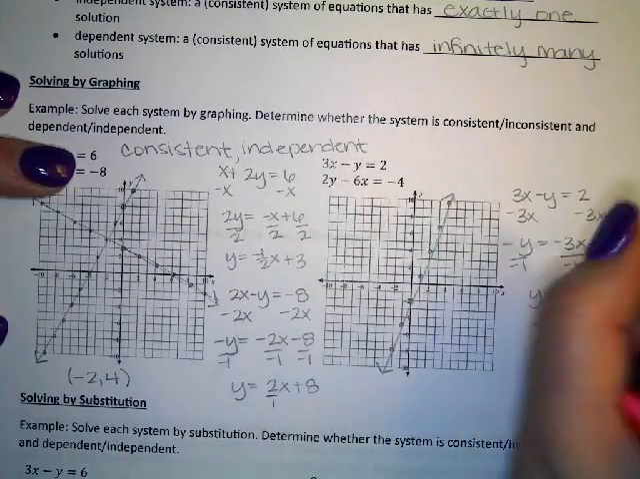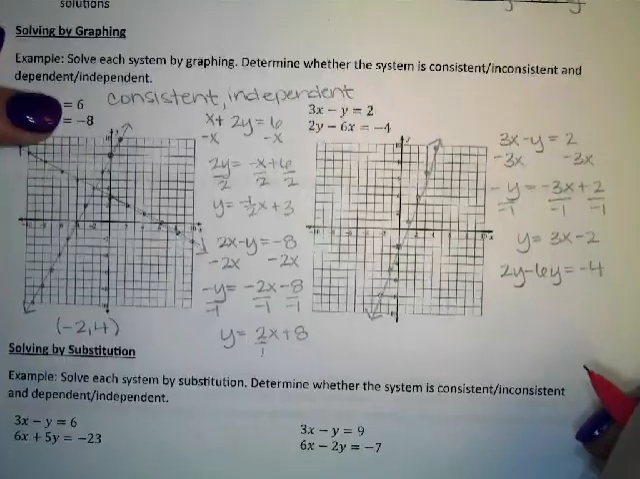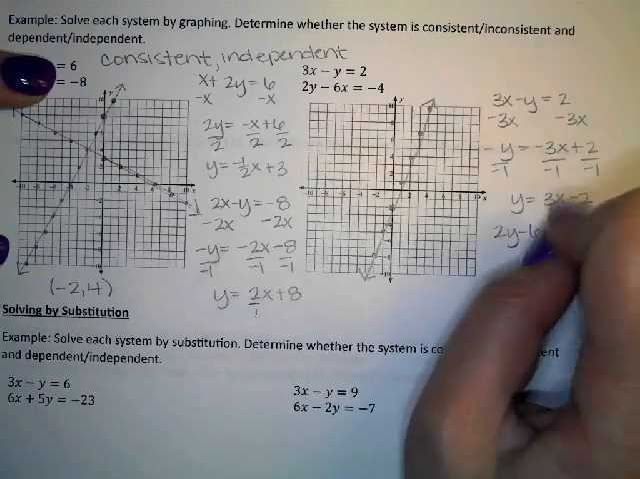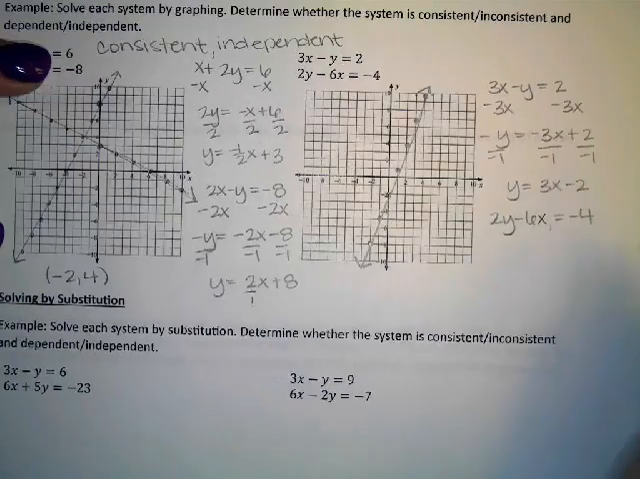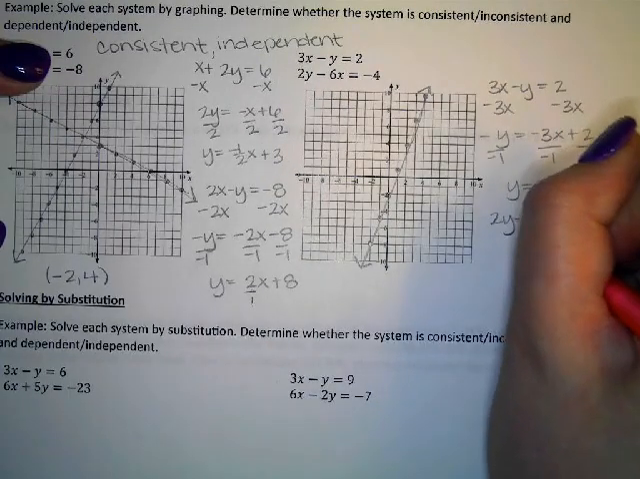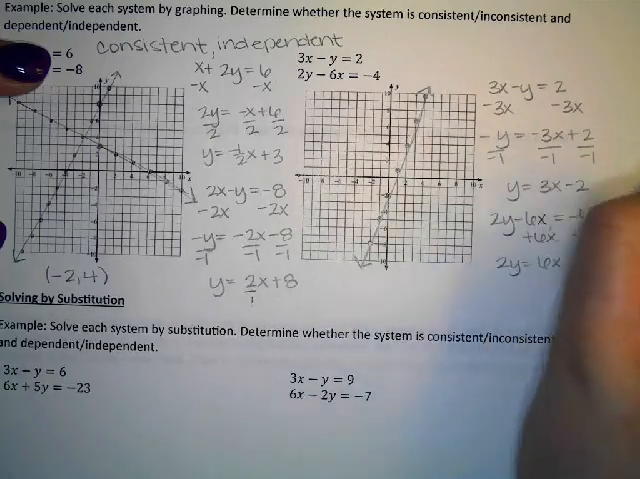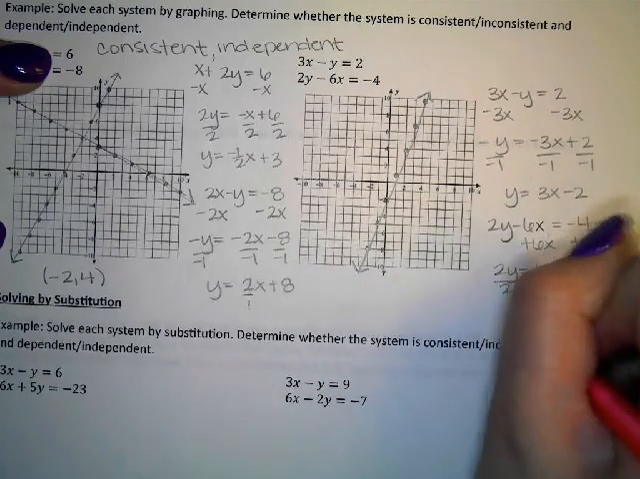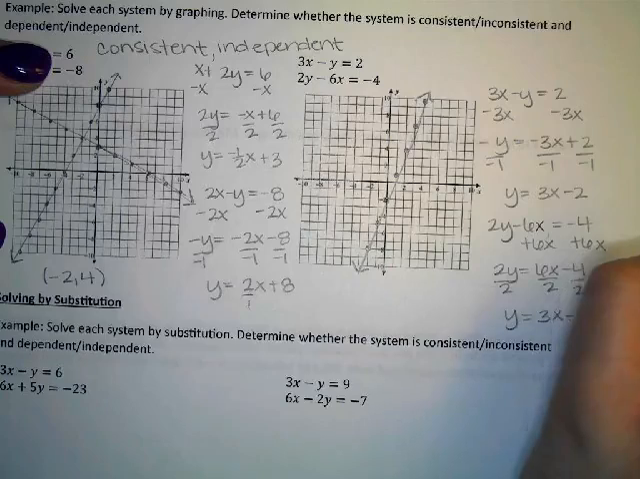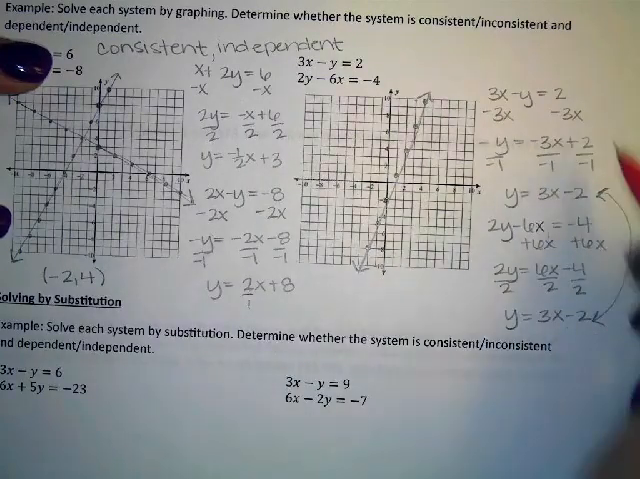And then I'll go ahead and find the other equation to graph. So 2y minus 6x. I'll go ahead and move the 6x to the right side, and divide by 2 to get the y isolated. And these two equations are identical, which means if I was to graph the second equation, it would be right on top of the first equation.